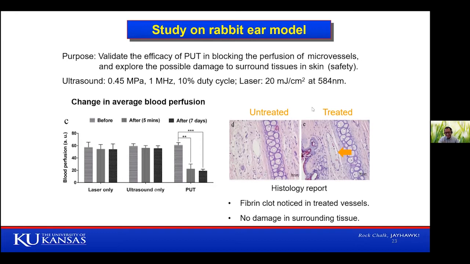Okay, so the other side is the treated area here. For the histology here, you do see the blood vessel is blocked. So we think that's a blood clot or something else has happened to this vessel, and the blood flow stopped. So this is the initial result on the ear.